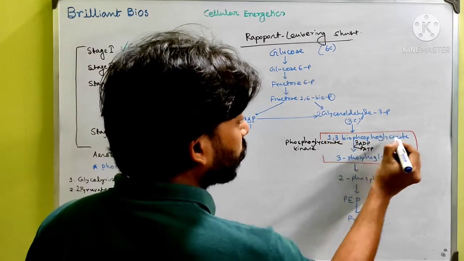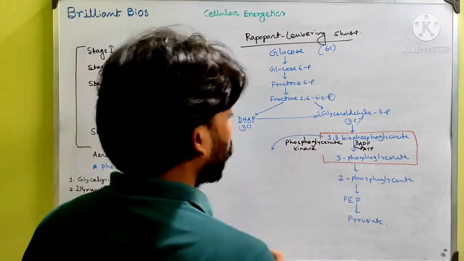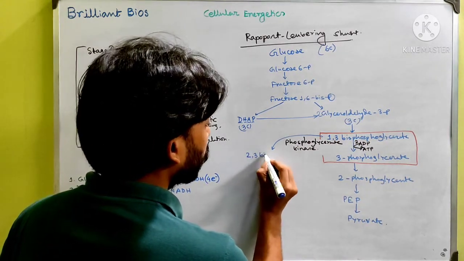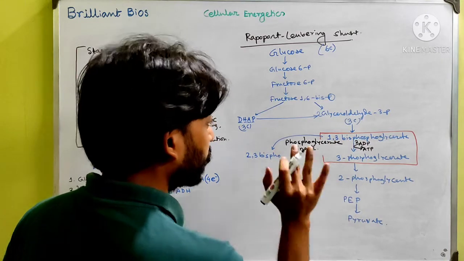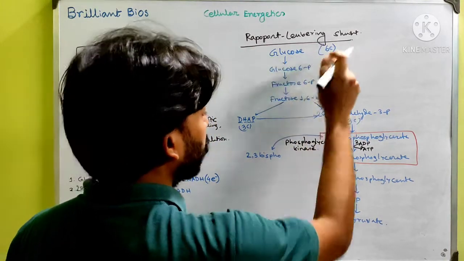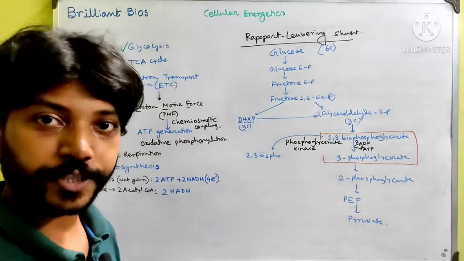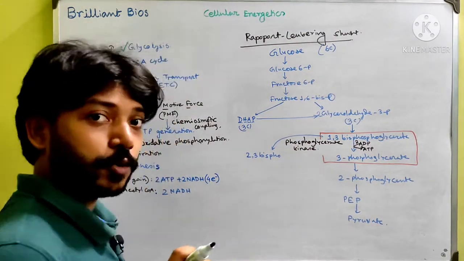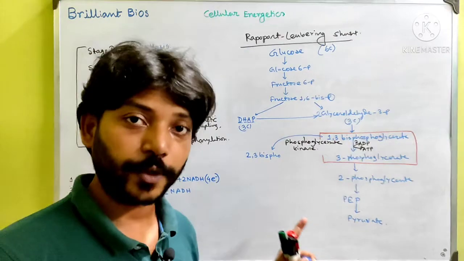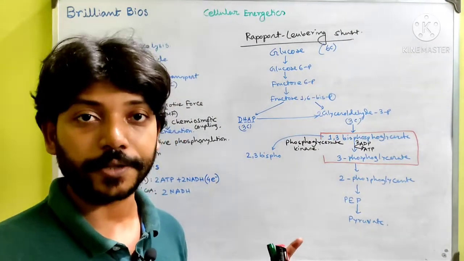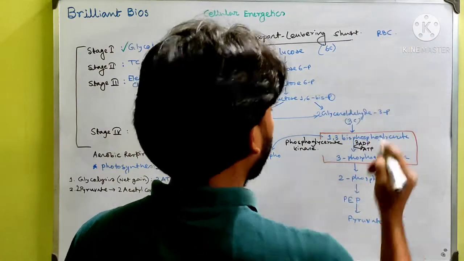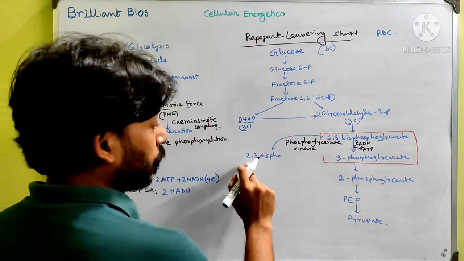From the 1,3-bisphosphoglycerate, a product is generated that we call 2,3-bisphosphoglycerate. There is a difference. The Rapoport-Leubering shunt is named after 2 Austrian biochemists. They discovered this pathway. Remember, this pathway or shunt occurs in erythrocytes, that means RBC. So this takes place in the RBC, and there is a reason I will tell you.